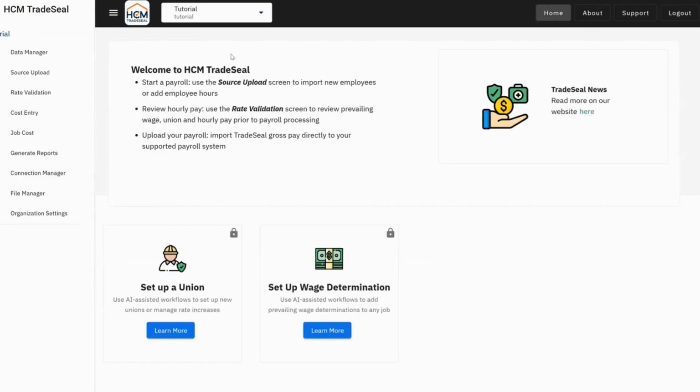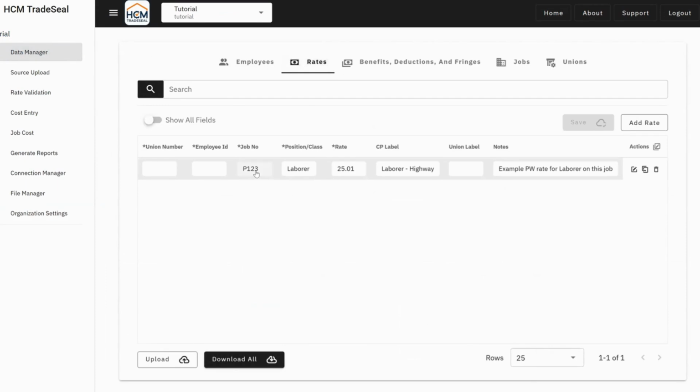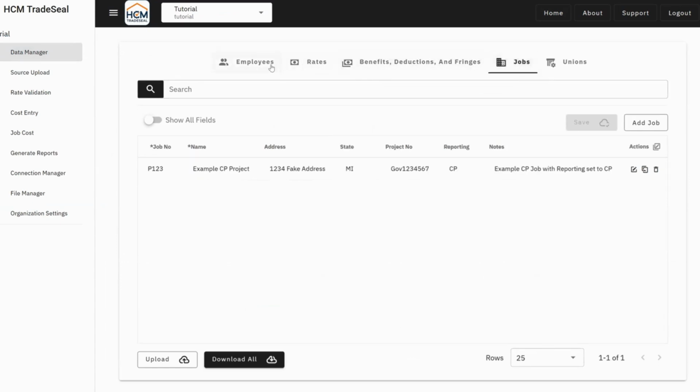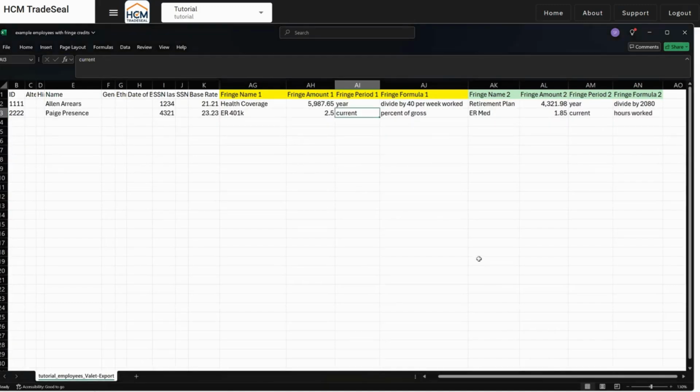Okay, let's take a look at our tutorial setup for HCM TradeSeal. What we've got for starters is a prevailing wage job called Project 123. We have prevailing wage rates and benefits for this, but we're missing employees. And furthermore, those employees are missing employer paid benefits. So let's take a look at the way we can set up employees with employer paid benefits in TradeSeal.